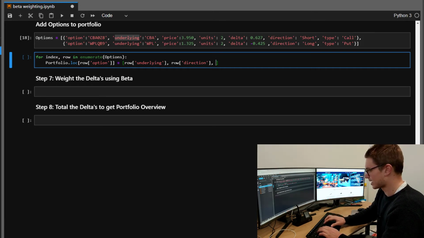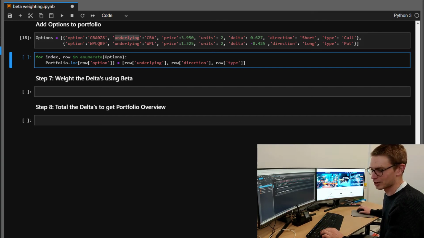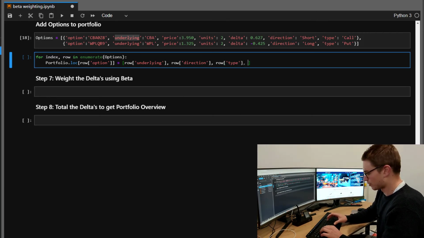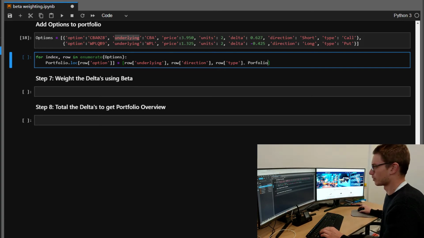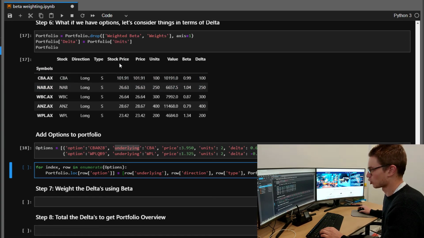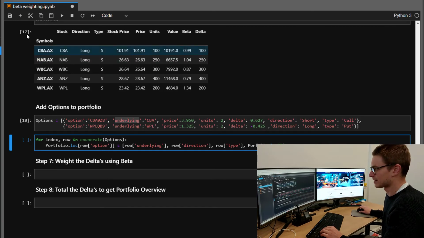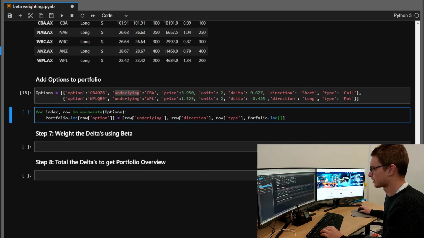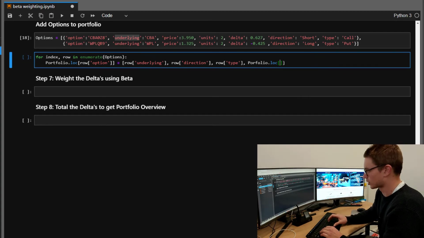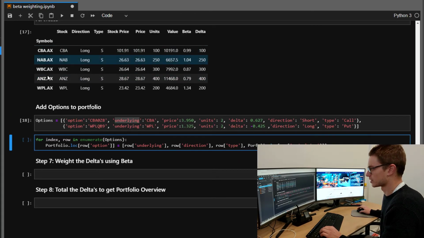So you can see here that it's just a bit of a tedious process actually calculating these all and getting them into the data frame, but it's so it looks nice, and so you can see what I'm talking about here. So the type, the next part is probably one of the harder ones, so we need to get the stock price for this underlying. So we're going to take the portfolio information, we're going to take this table right here, and we're going to use the loc formula. So we're going to go, what is my underlying?